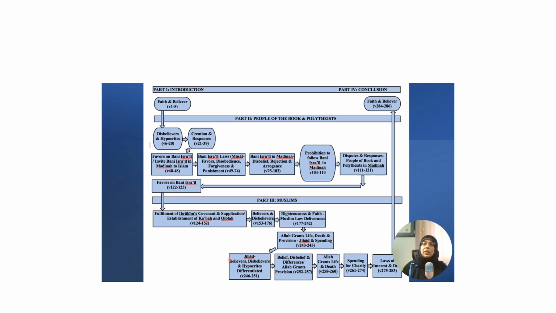So as you see here, the entire Surah Baqarah shows ring patterns. So I will take one section from here, the creation and responses section, and show you the individual ring pattern in this section as an example of how the future videos will cover the remaining themes in detail.